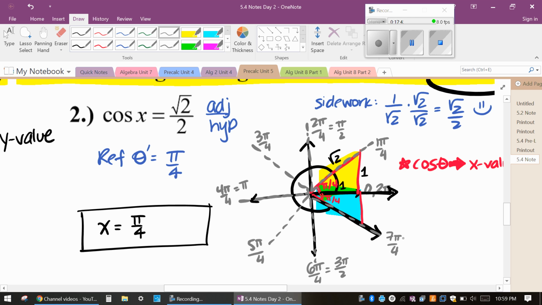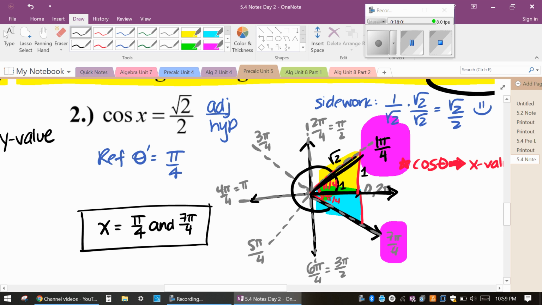So your two solutions are 1 pi over 4 and 7 pi over 4, because both of those have a reference angle of pi over 4. One pi over 4 would give me this guy, and then 7 pi over 4 would give me this guy. Both of those have a reference angle of pi over 4. Now, give me 1 second because I got to clean this up a little bit.